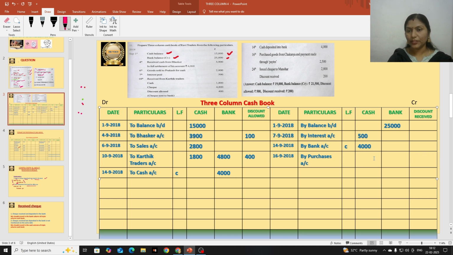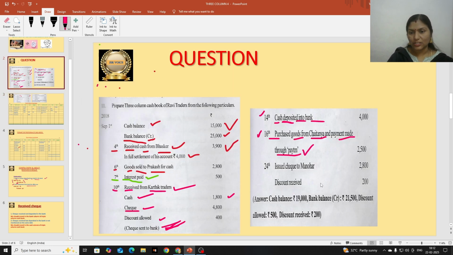And where will we put the amount? Since that payment is made through Paytm, we will record it in the bank column. Okay, bank column, how much is it? 2,500. So record 2,500 in the bank column. Okay, let us go to the next transaction.